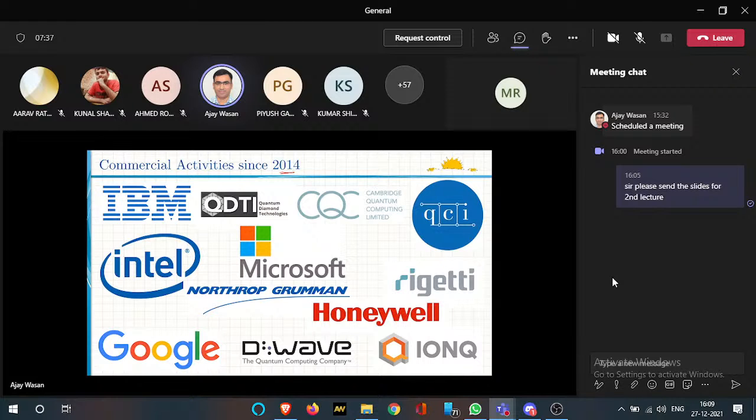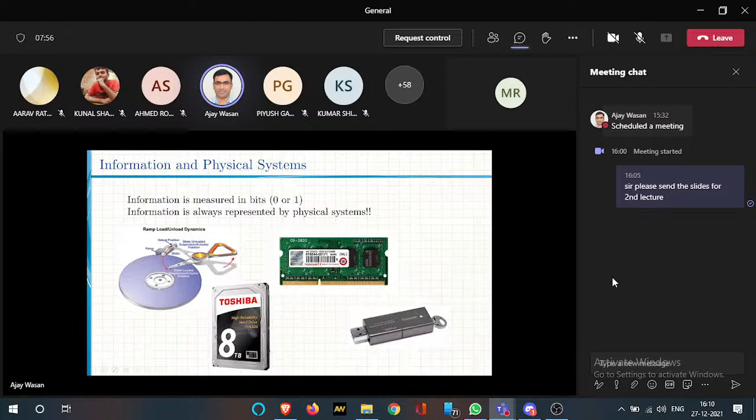So far, here you can see some devices that you must have seen already in your day-to-day life, like a USB drive. So, information and physical system. I'm saying here that information is measured in bits, either 0 or 1, and information is always represented by a physical system. All these things are some physical system where your information is stored. Okay.